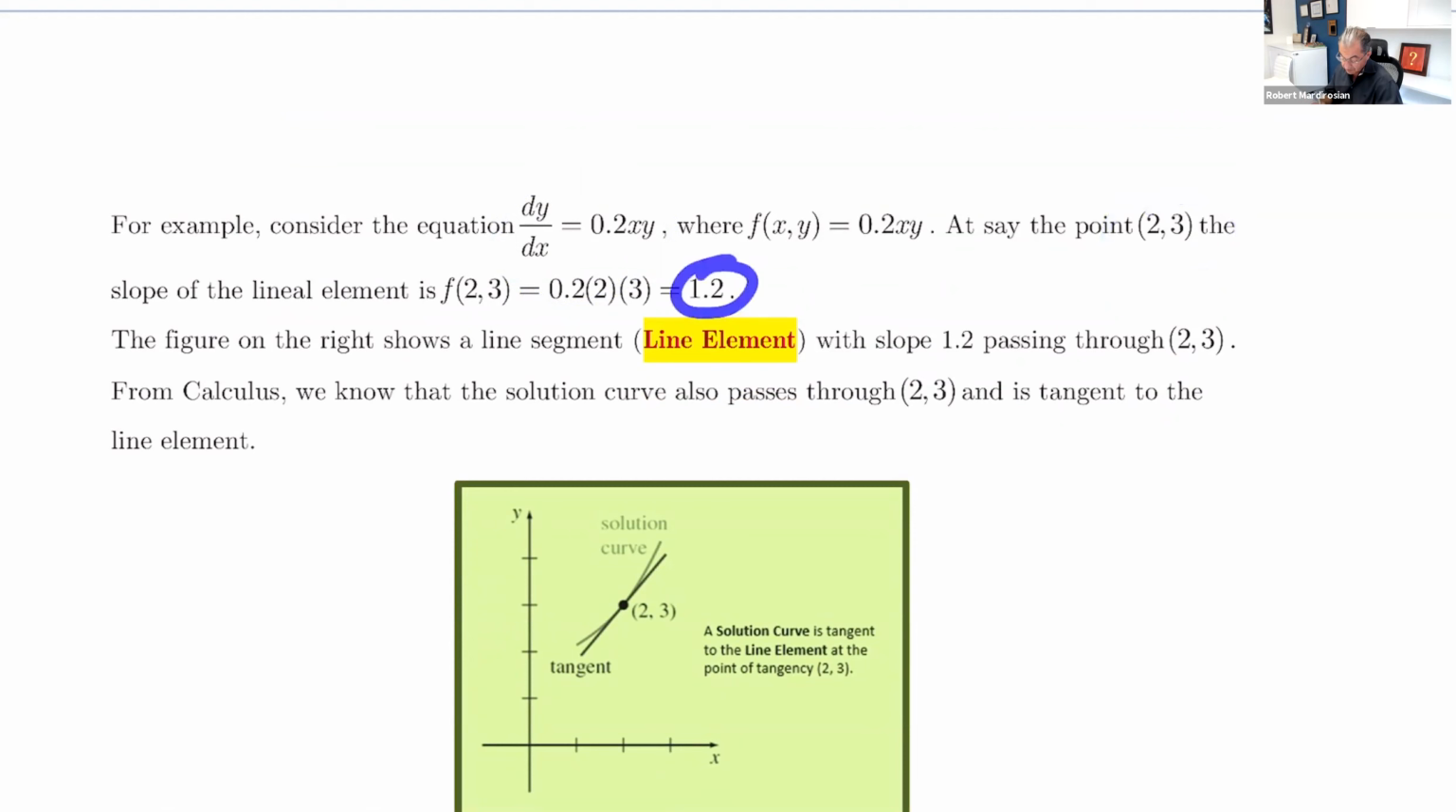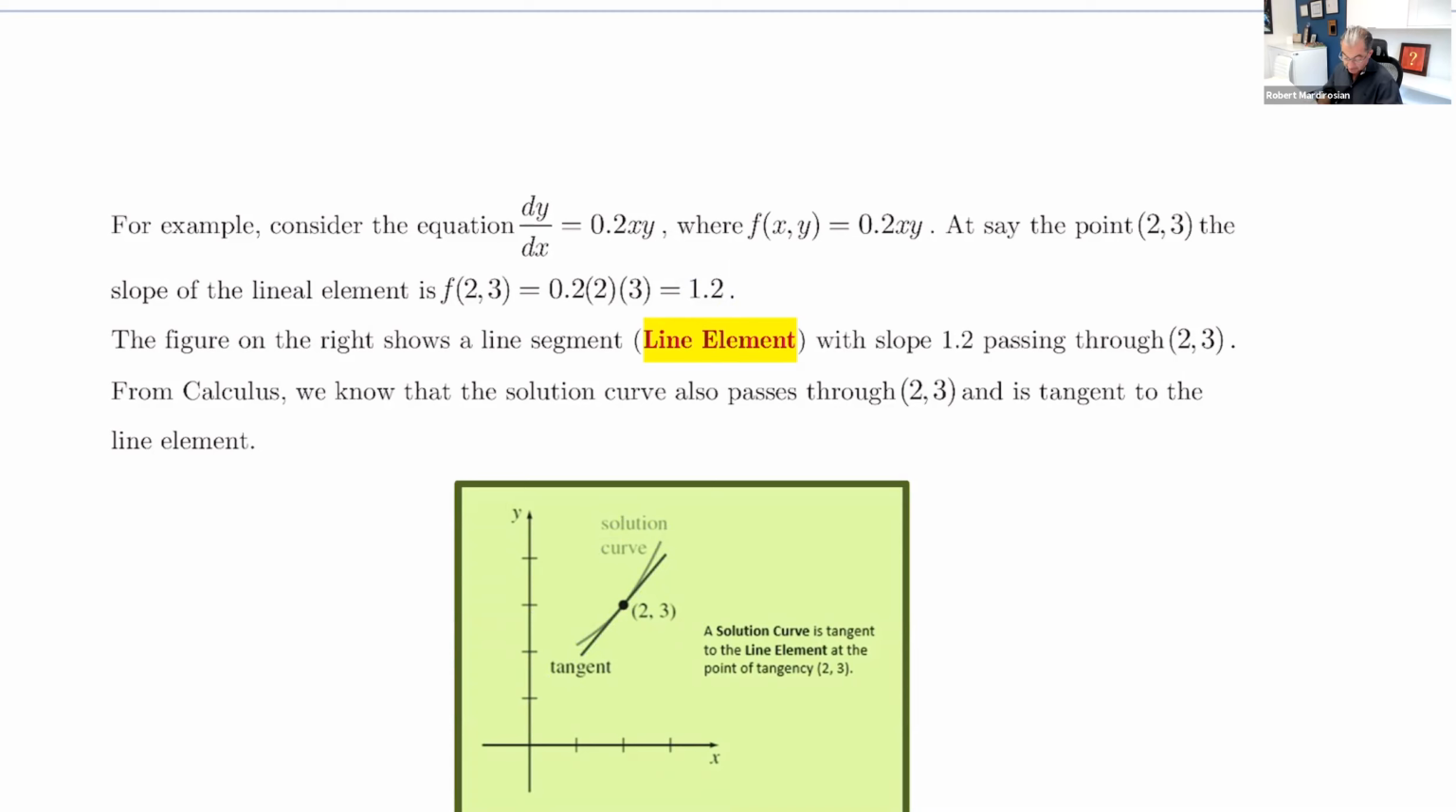If we substitute, we get 1.2. So the slope of the tangent line at that point is 1.2, which is positive. You know the function will be increasing. And here you can see the graph. At that point, the slope is 1.2, and we know this line has a positive slope, so the function is increasing.